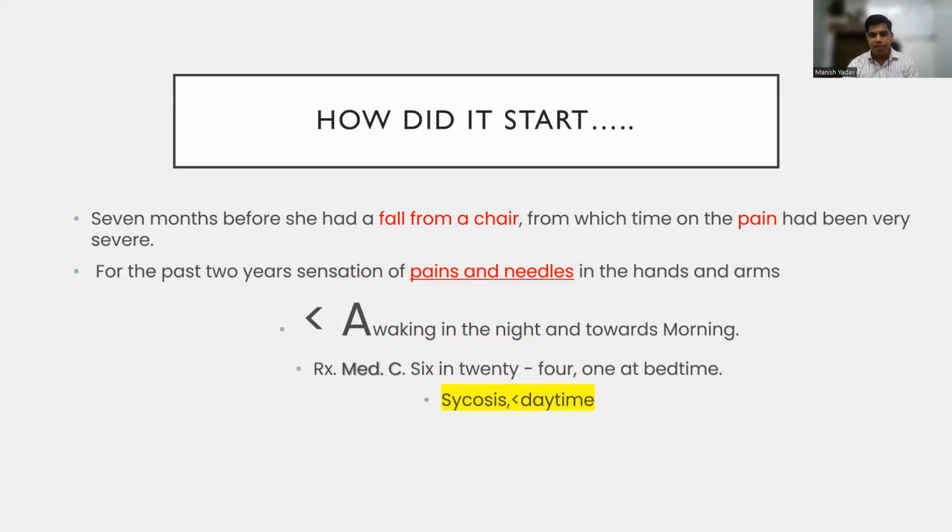The injury which happened is an exciting cause. It happened just 7 months before. But for the past 2 years, she's having pains and the needles in hands and the arms. The tumor is there. It got excited after the injury, but it was still growing. So the uterus is affected. Pains and the needle pain is there. Neurological symptoms are there. And modality: awakening in the night or especially towards the morning.